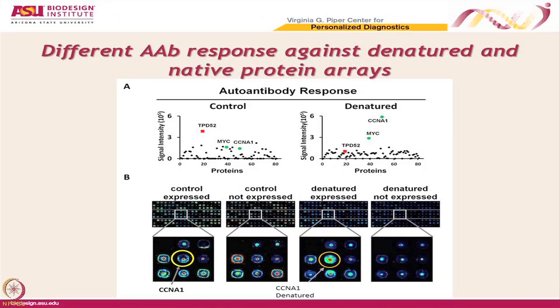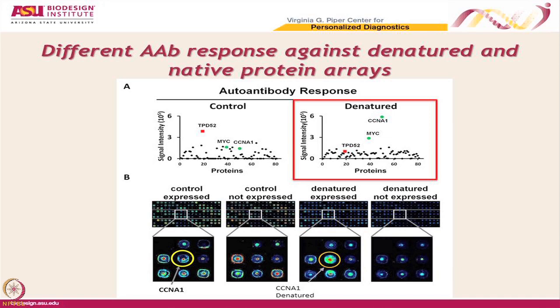And so one of the ideas that Ryan had, the student who did this work, was, is it possible that if you were to take a protein array and display it against serum, either in the native format or the denatured format, would you get different immune responses? Could you pick up responses, for example, under denatured conditions? And that's what he actually found here.